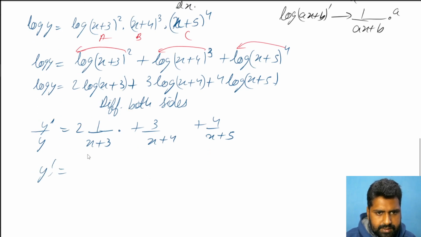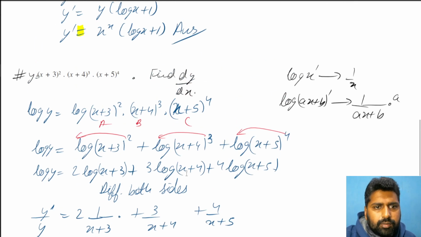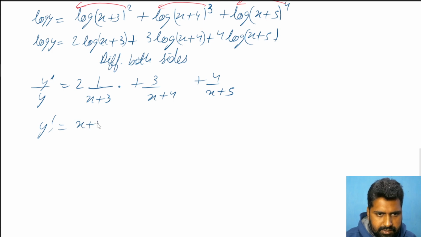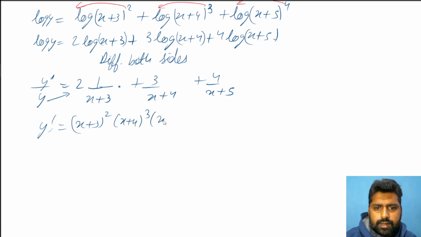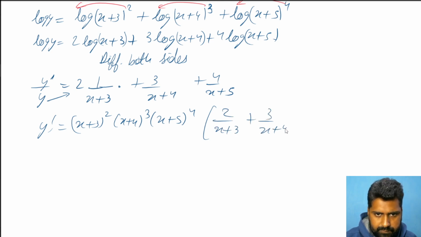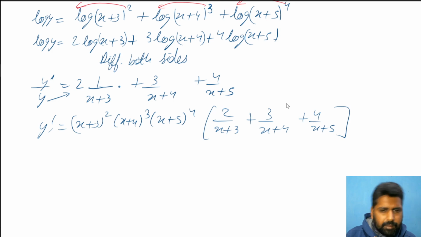So I can get y dash as y times this. What was y? y was a complicated expression, (x plus 3) squared. Take this y on the other side. Now (x plus 3) whole square, (x plus 4) power 3, (x plus 5) power 4, in multiplication with 2 upon (x plus 3), 3 upon (x plus 4), 4 upon (x plus 5). Now if you want, you can take LCM and solve it further. I'm not going to solve it anymore, this is pretty much the idea. It depends what kind of options are given and what kind of answer is expected, but you can solve it further accordingly if asked. But this is the key idea. We have differentiated, we have found the y dash. All right, next question.